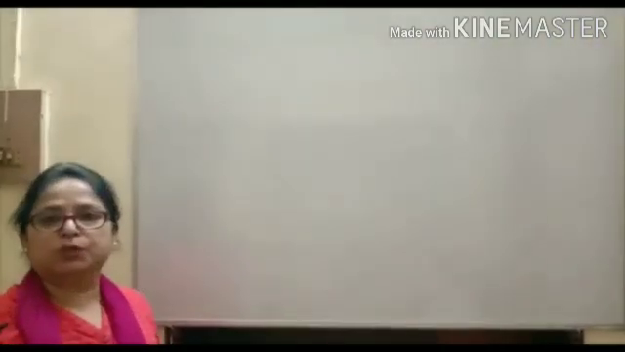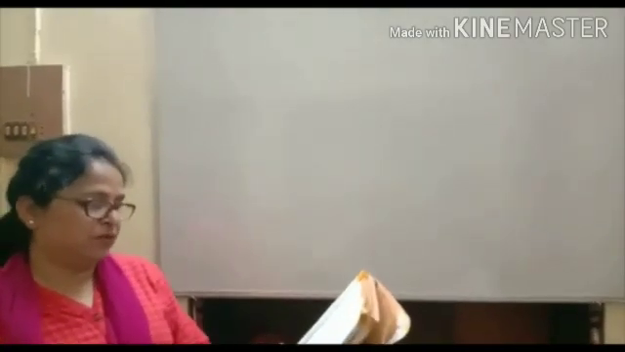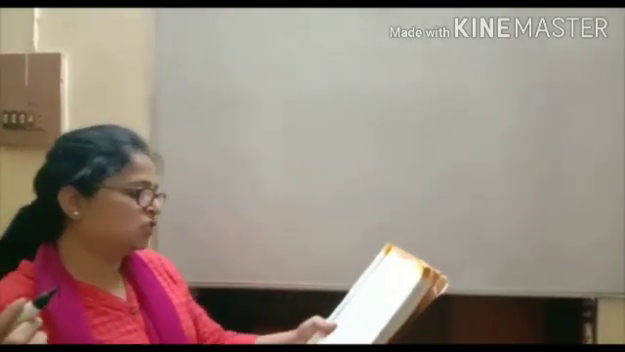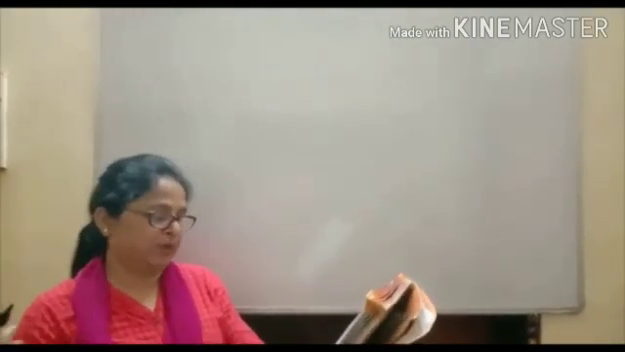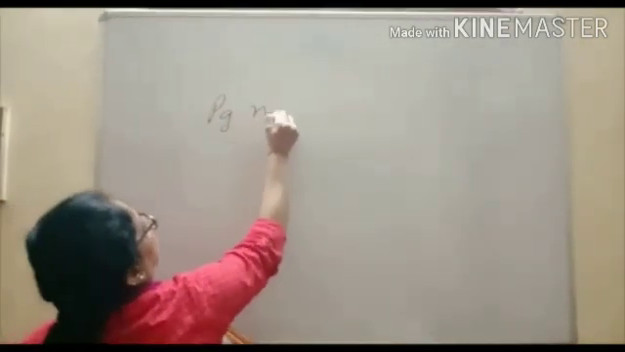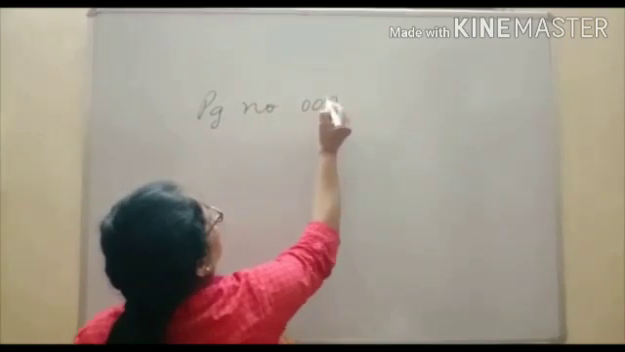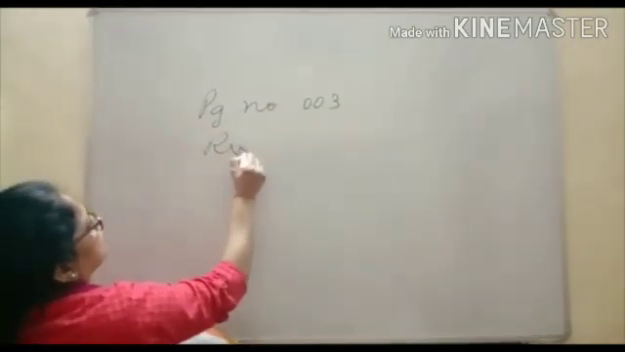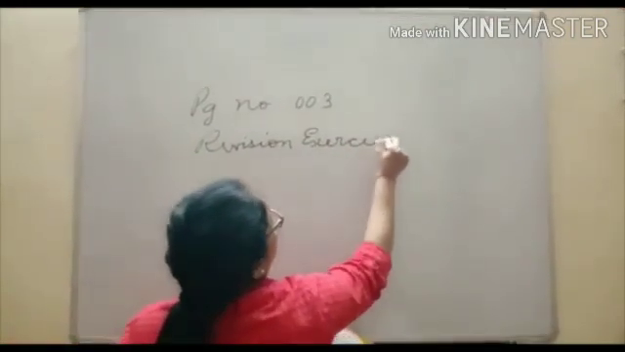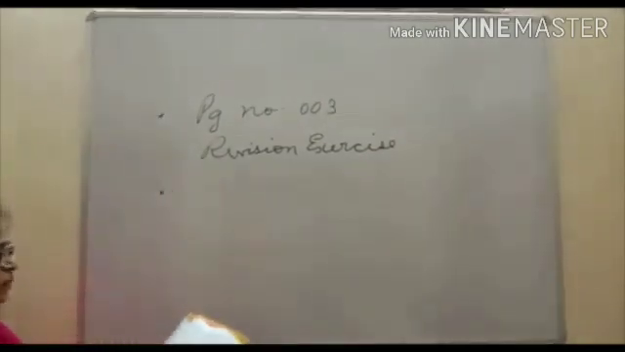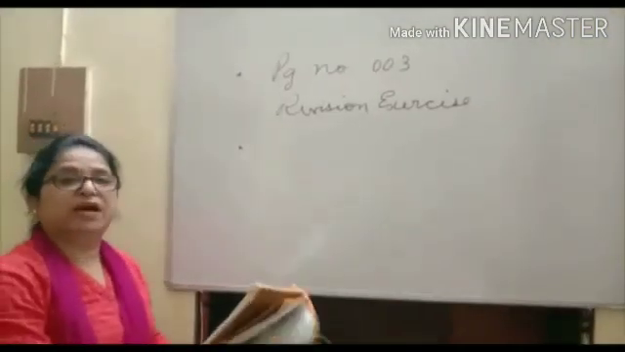So here I want to give you an assignment from your book, that is page number 3. We have a revision exercise there. Rearrange these groups of words in the correct order to form proper sentences. Also mention the type from 1 to 10. Please do it in your English language copy. That is page number 3, revision exercise. This is the first assignment.